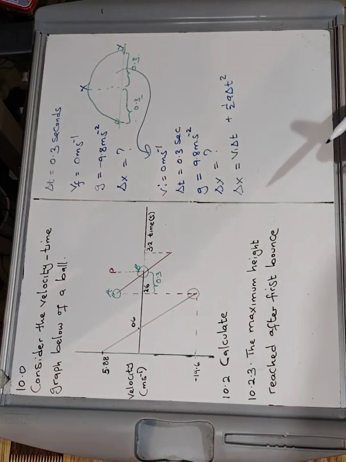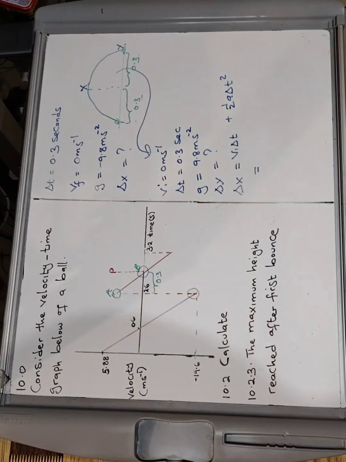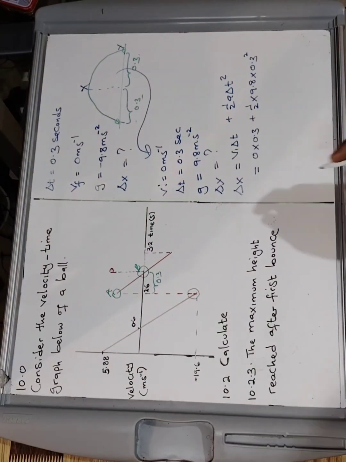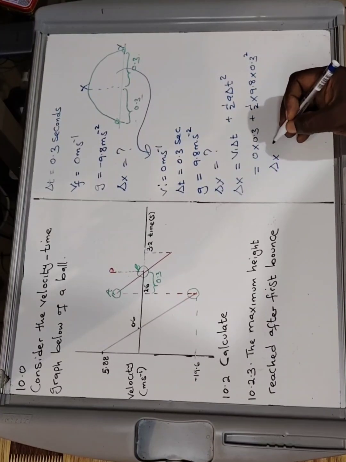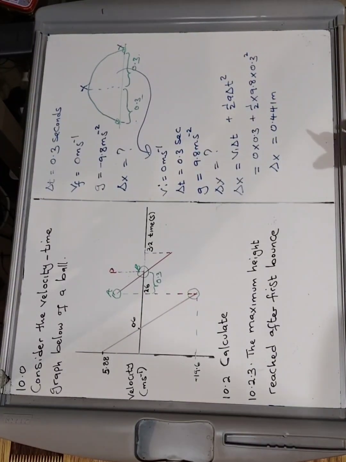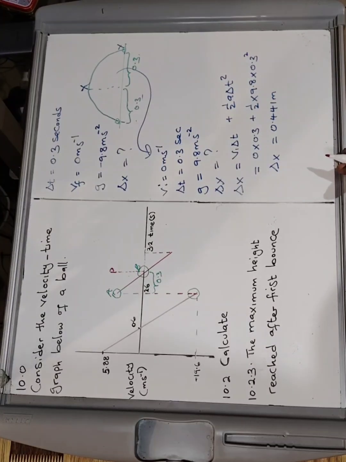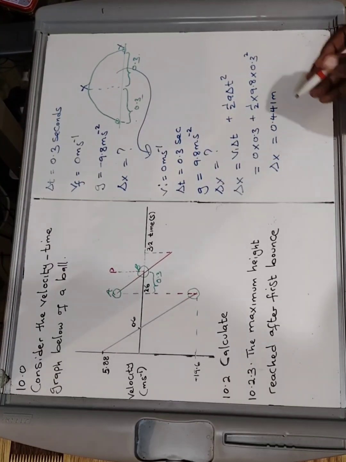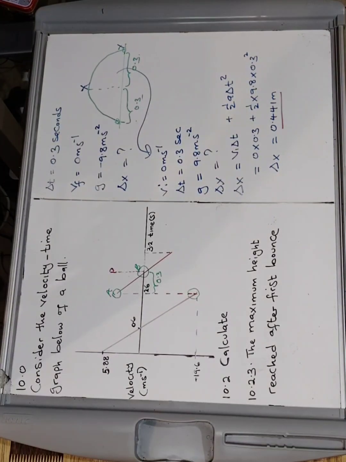So with this, what do we do? We substitute. This is what we get after substitution. So our delta x is going to be equal to, after substitution, we get our maximum height reached after first bounce as 0.441 meters. Okay.